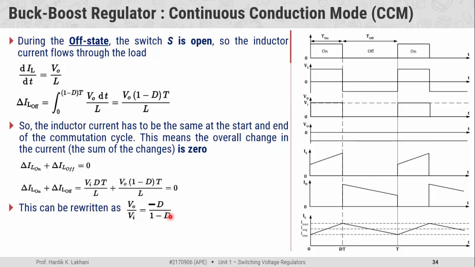When the magnitude of duty cycle D is between 0 and 0.5, the output voltage will be less than the input voltage and the buck boost regulator operates in the buck mode. When the magnitude of D is greater than 0.5, then the buck boost regulator operates in the boost mode. So whether this topology acts as a buck converter or a boost converter depends on the value of duty cycle D.